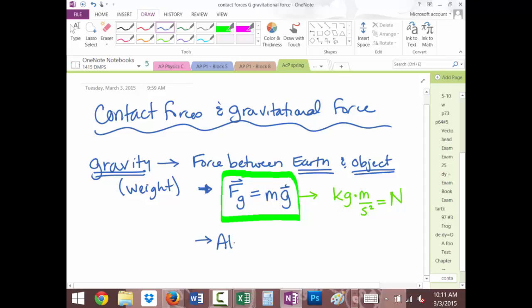It always points toward the center of the Earth.